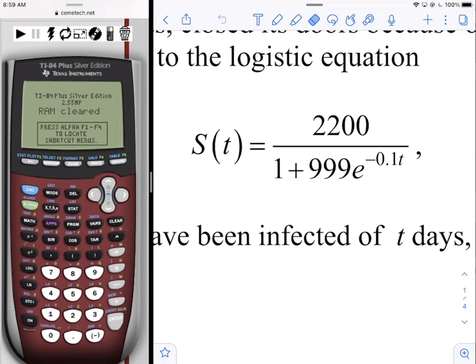Okay, so what are the characteristics? Well, it has a name. This one's S. S is going to represent the number of infected students.